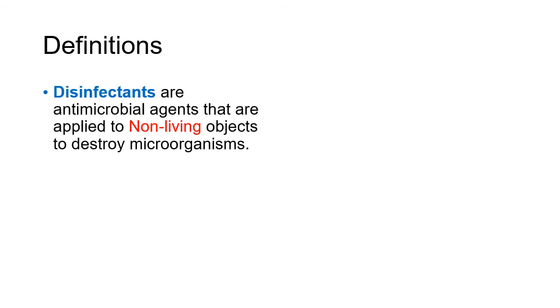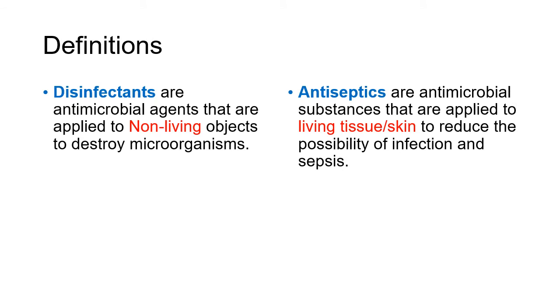Now let us move to the other definitions. Because we said disinfection, we need things to disinfect. We call them disinfectants. These are chemicals or antimicrobial agents that we apply to non-living objects to destroy microorganisms. What do we mean by non-living objects? It basically means your table, your chair, the surfaces in the hospital that you clean. While antisepsis is an antimicrobial agent or substance that you apply on living tissue, like the skin of your patient, to make it antiseptic.